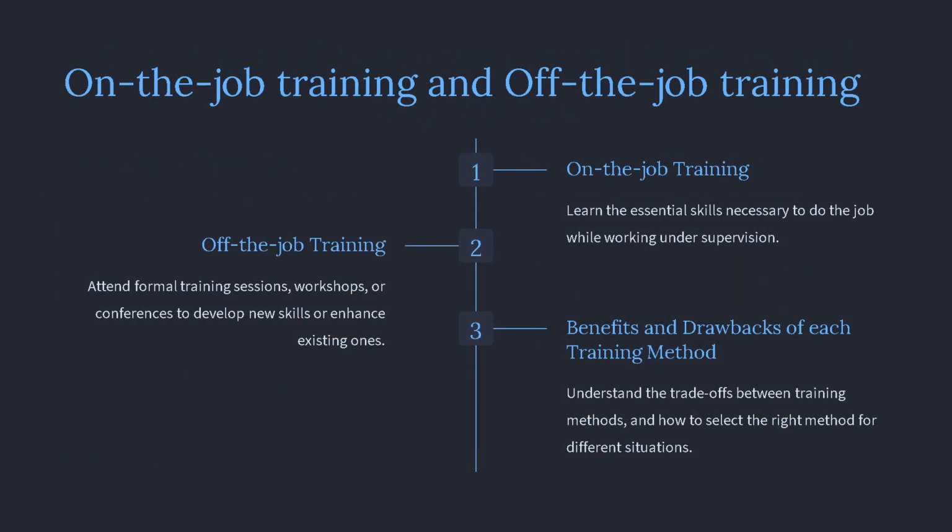When it comes to defining the types of training, it can be on-the-job training and off-the-job training. On-the-job training, as the term itself suggests, is done during the course of the job itself, like learning the essentials necessary to do the job while working under supervision, while off-the-job training means attending formal training sessions, workshops or conferences to develop new skills or enhance existing ones. It means you are not working, you are straight away taking OD and going for the training program wherever it is done.